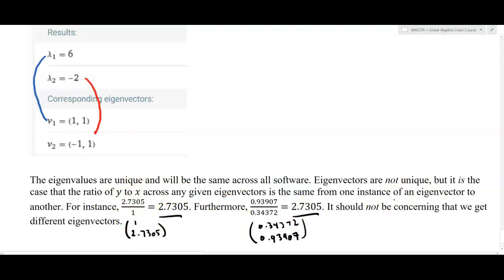So it shouldn't be concerning if you use something other than Wolfram Alpha and you don't get exactly the same vectors that I do. You can just say, oh, well, I got 5, 5. Well, 5, 5 has a 1-to-1 ratio, just like 1, 1 does. So that's it for this video. In the next lesson, we'll actually get into how we solve differential equations with this stuff. See you there.